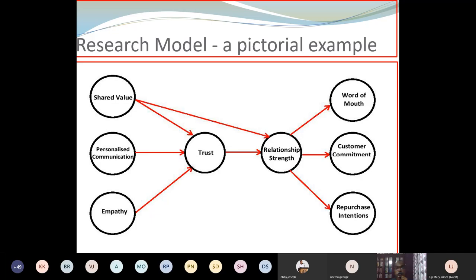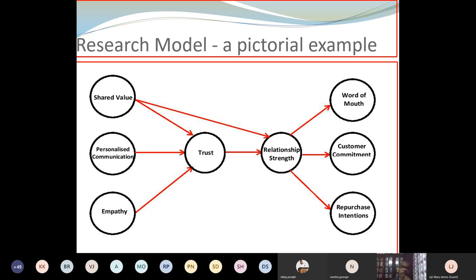So I have an objective. Customer relationship strength is being influenced by trust and shared value. My first hypothesis is customer relationship strength is being influenced by trust and shared value. Another objective is customer trust in banking business is being influenced by shared value, personalized communication, and empathy.